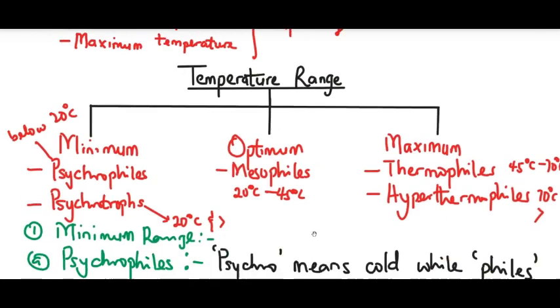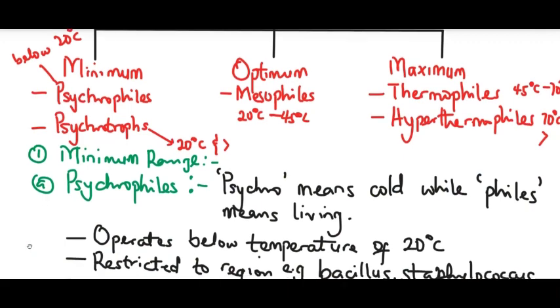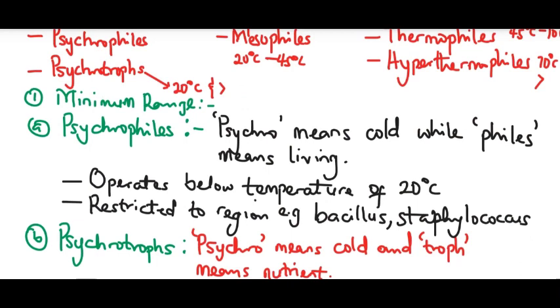So for explanation's sake, we have the minimum range first. The minimum range is divided into the cyclophiles and the cyclotrophs, right? What are the cyclophiles? The word cyclo means cold and philes means living. This means they are bacterial cells or organisms that live in cold environments. And these are their features. Number 1, they operate below 20 degrees Celsius. And 2, they are restricted to cold region, right? Examples of bacteria that fall in this category is Bacillus and Staphylococcus, right?